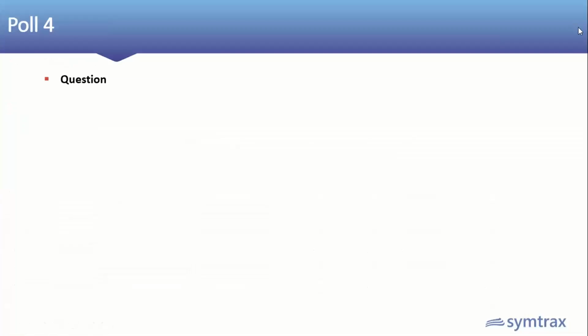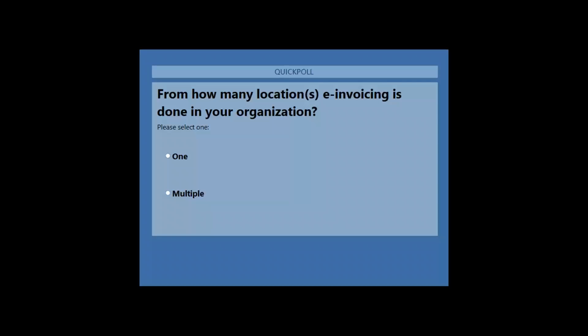Let's move ahead and have a quick poll here. I would like to understand from how many locations you will do the e-invoicing, how many locations will be involved here. Will it be one location that you would prefer to bill from, or multiple locations? That also helps us design the architecture. That also helps us suggest the right solution to you.